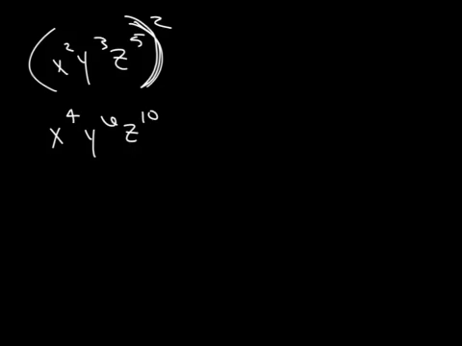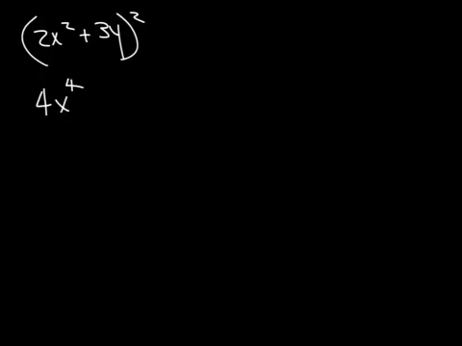Alright, we're going to go a step further and we're going to talk about something that I've seen students struggle with over and over. And we'll see if we can make it so that you don't struggle with it. If I have, in parentheses, 2x squared plus 3y, and I square that, a lot of students will give me 4x to the fourth plus 3y squared. Oops, not even 3y. They'd give me 9y.